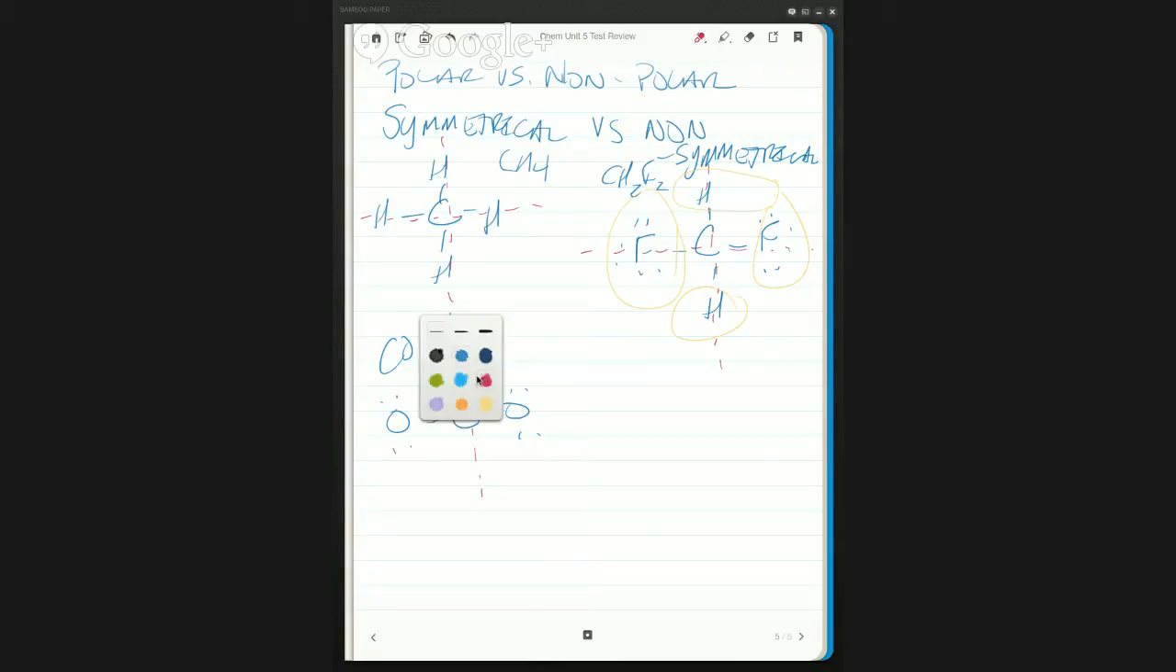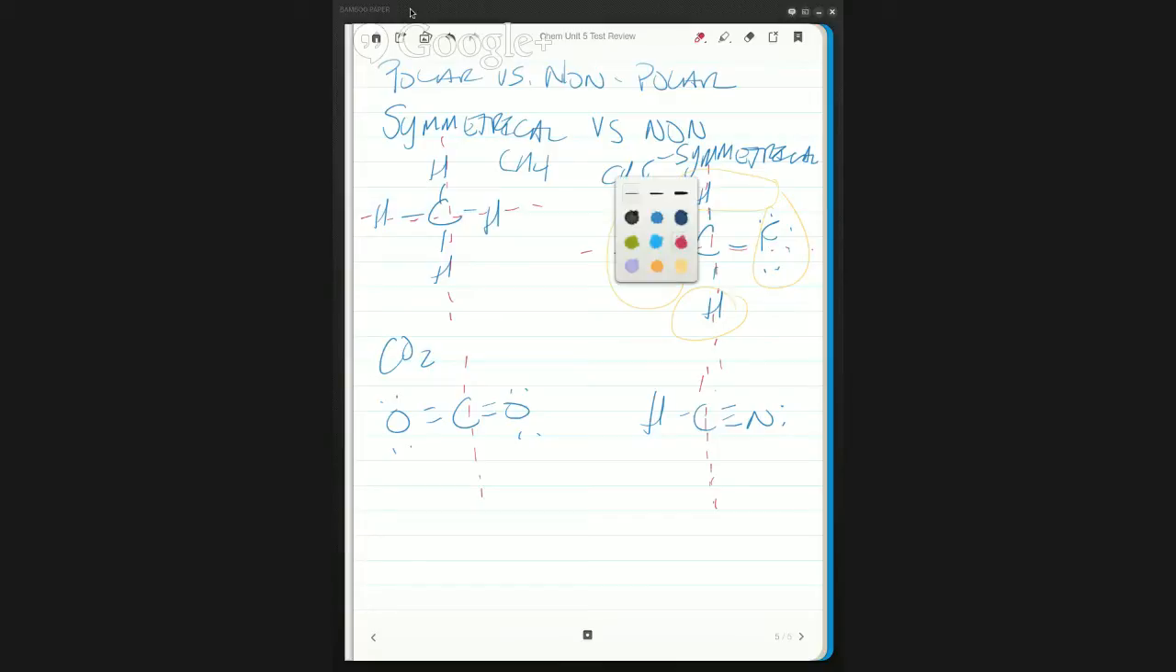However, if I do HCN, okay, and then I draw my line of symmetry, most definitely not the same on both sides. So that's non-symmetrical, okay? So I guess this is kind of messing you guys up. What I should have done, I'm sorry, because you're going to get these backwards, I can feel it.